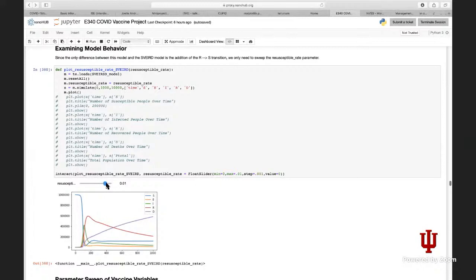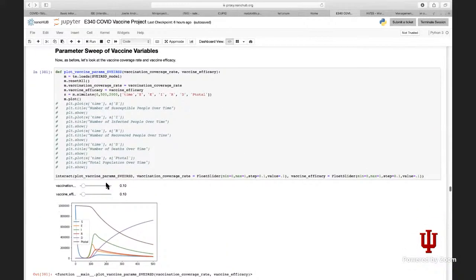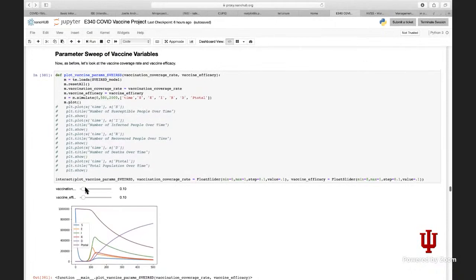So that is that for model behavior. I promise that's the last model behavior that we're going to go through. And then once again, we sweep for vaccine-related variables. And as we increase the vaccine efficacy, we prolong the outbreak. We're also seeing slight decreases in the number of infected individuals and flattening of those curves, which is what we want for a vaccine scenario.